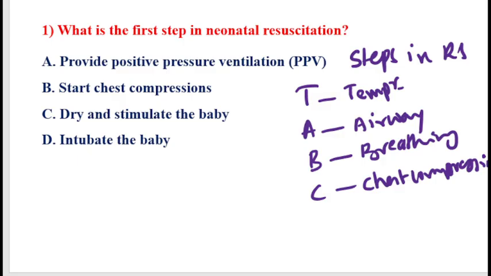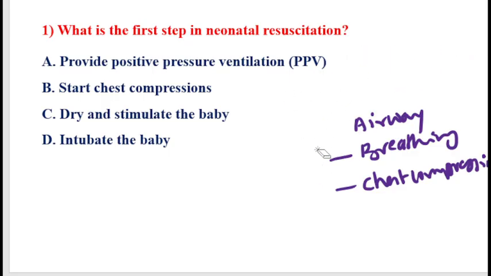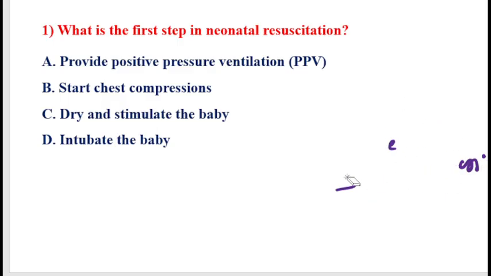Okay, so what is actually the algorithm of this neonatal resuscitation? I'll just briefly discuss the algorithm of neonatal resuscitation. So what happens when the baby is born? Birth of the baby takes place.